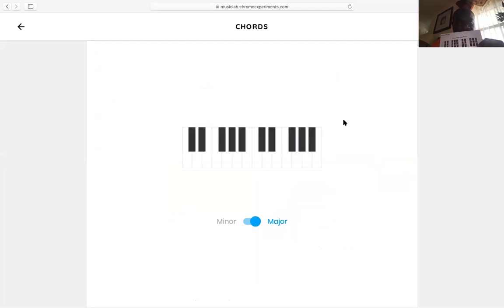Looking at our chord chart, can everyone see the chord chart? Yes. Okay. We started at the C scale, and this was a scale that didn't have any sharps or flats. And we have our C.